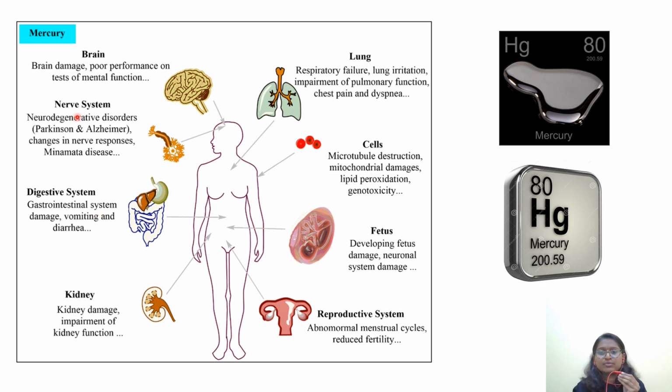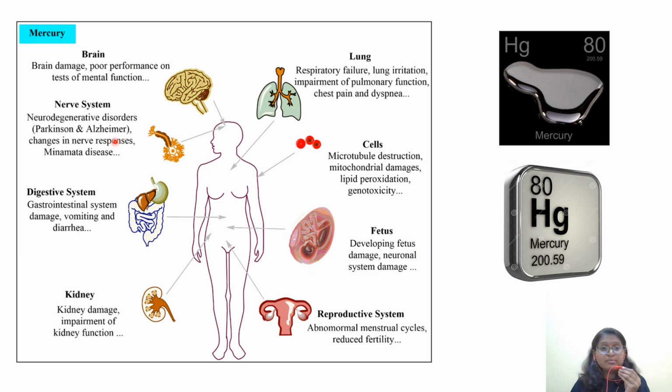And coming to the nervous system, it causes neurodegenerative disorders, Parkinson's, Alzheimer's. As we have seen, it causes continuous tremors. Locomotor activities will be affected. Changes in the nerve response and Minamata disease. So one important topic that you need to remember with respect to mercury is Minamata disease.